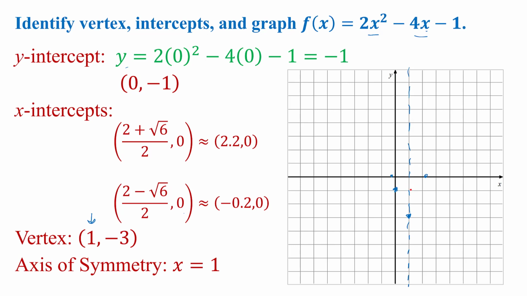Notice the axis of symmetry is the vertical line about which our graph is symmetric. So if we go to the left by 1 unit to get the y-intercept of 0, negative 1, we can also go to the right of the axis of symmetry to get the point 2, negative 1. And now I'll just try to connect these points in a smooth curve.